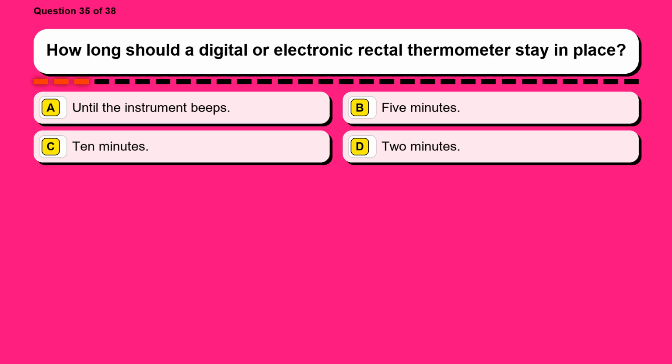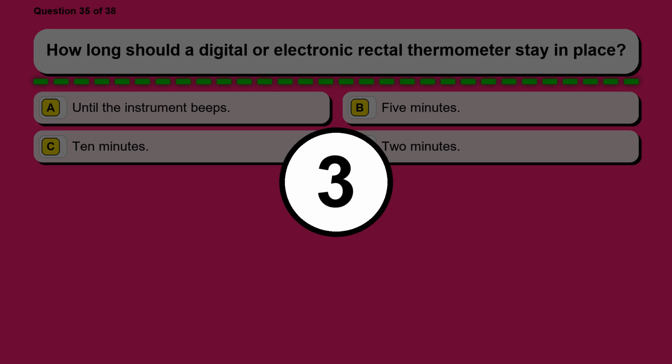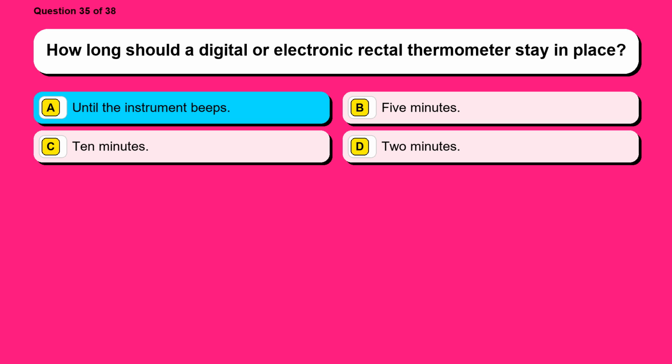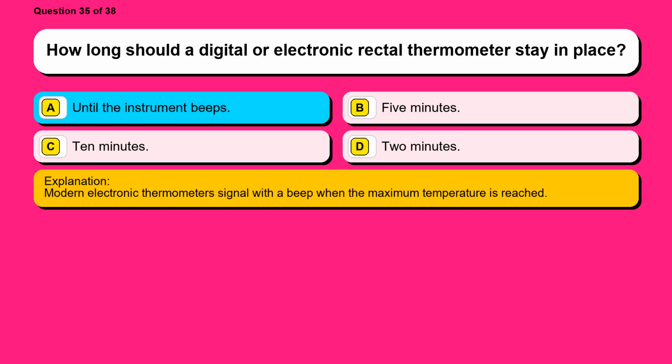Question 35. How long should a digital or electronic rectal thermometer stay in place? Option A, until the instrument beeps. Option B, 5 minutes. Option C, 10 minutes. Option D, 2 minutes. The correct answer is option A, until the instrument beeps. Modern electronic thermometers signal with a beep when the maximum temperature is reached.